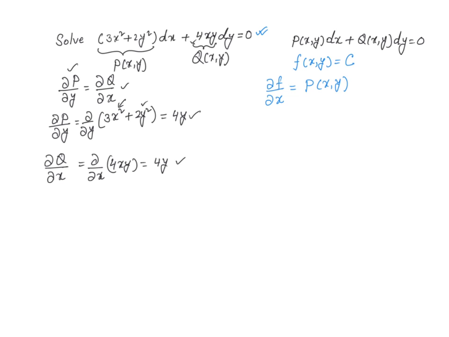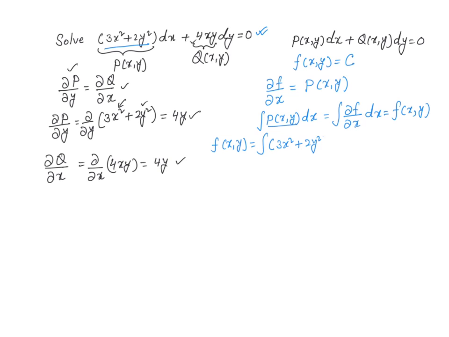Now, if I integrate both sides, I'm going to have the integral of P(x, y) with respect to x must be equal to the integral of ∂f/∂x dx, and that has to be equal to the original function, f(x, y). Rewriting this further, f(x, y) is equal to the integral of P(x, y), which is 3x² + 2y², and I'm going to integrate it with respect to x.